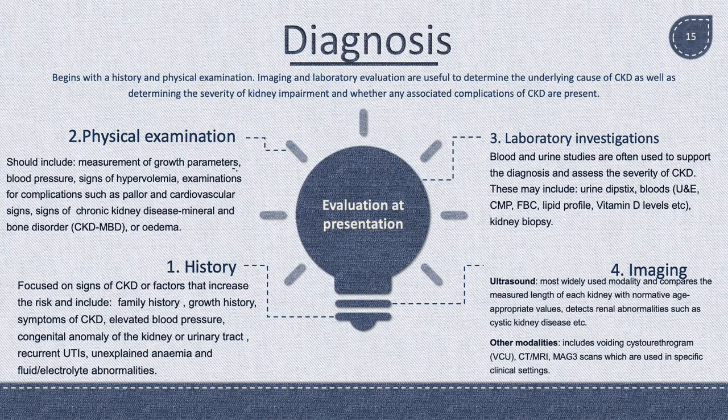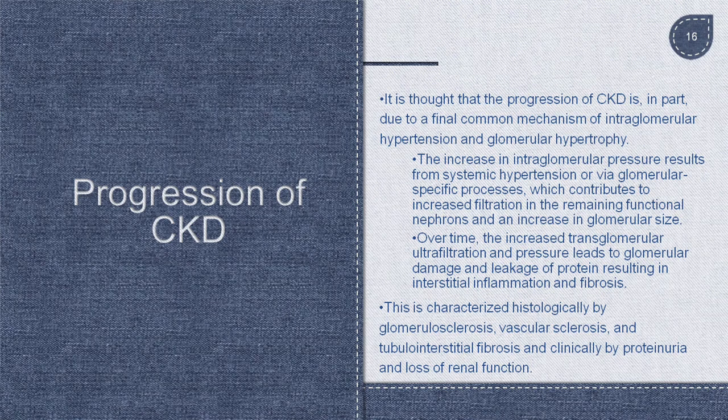Imaging. Ultrasound is the most widely used modality, which compares the length of each kidney with age-appropriate normative values. It detects renal abnormalities such as cystic kidney diseases and so on. Other modalities include voiding cystourethrogram, CT and MRI, or a MAG3 scan, which are normally used in specific clinical settings. In terms of the progression of CKD, it is thought that the progression is in part due to a final common mechanism of intraglomerular hypertension and glomerular hypertrophy.